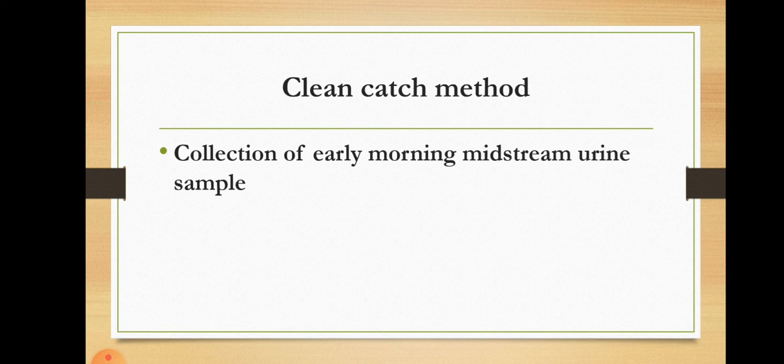In the clean catch midstream method, the first urine is voided. It is not collected because it may be contaminated with those transient microorganisms that normally occur in the lower portion of the urethra. Only the midstream portion is collected since it most likely will contain those microorganisms that are found in the urinary bladder.